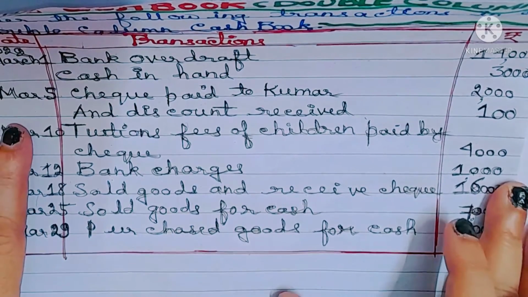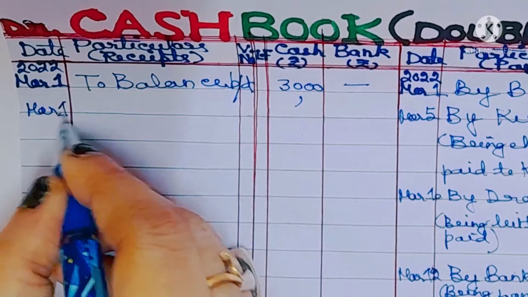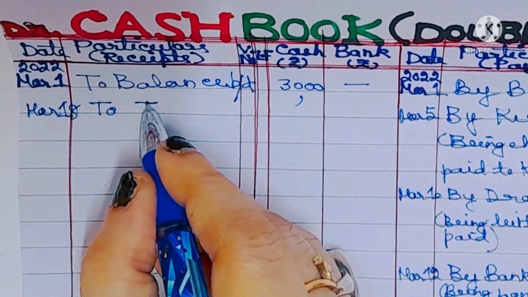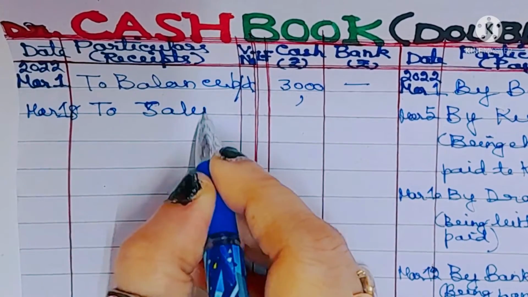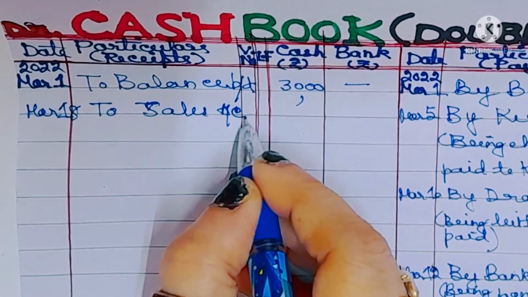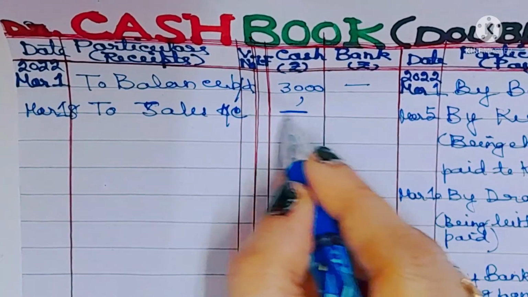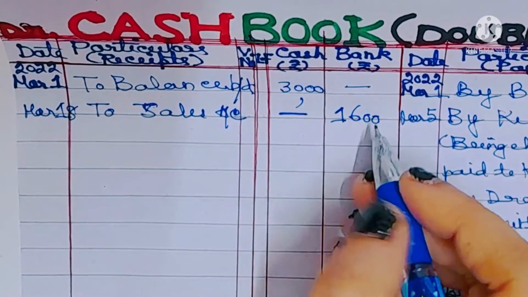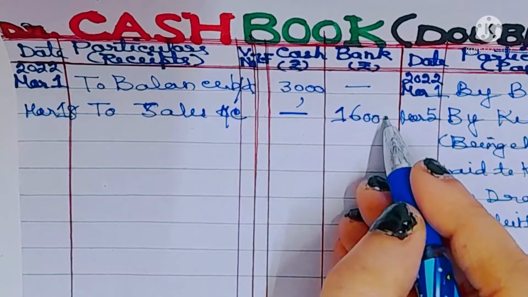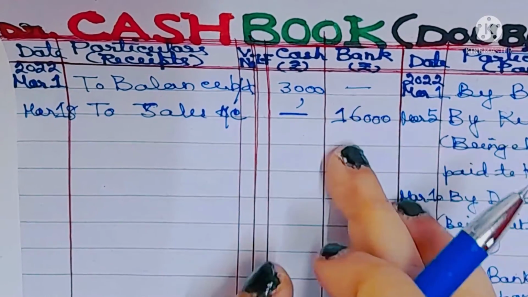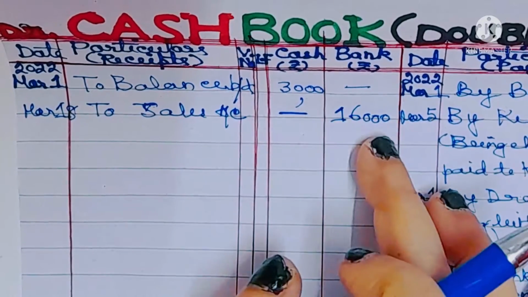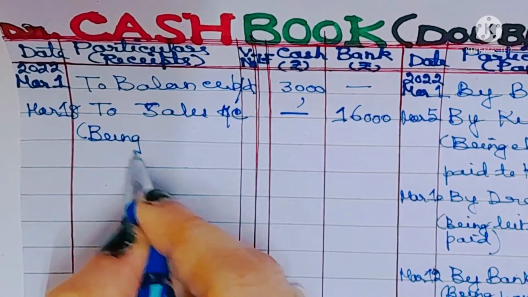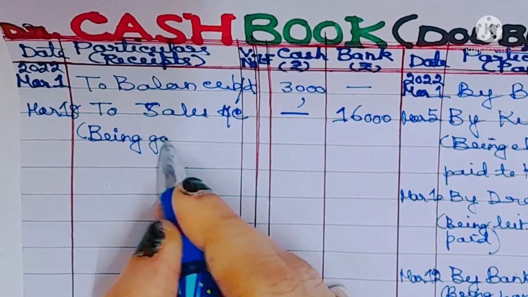Okay, so let's write on 18th March to sales account. How much? 16,000. Goods sold and check received. So your bank balance has increased. So I have to write 16,000 in the bank column. Check means bank. Being goods sold and check received.